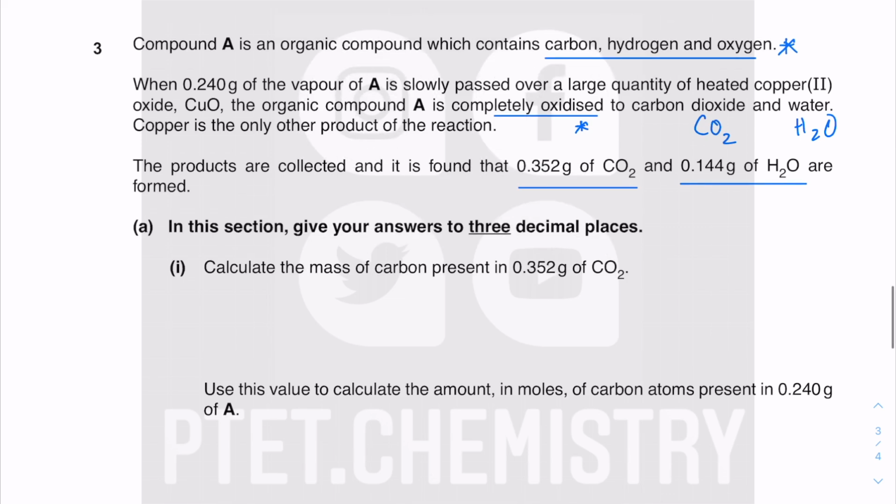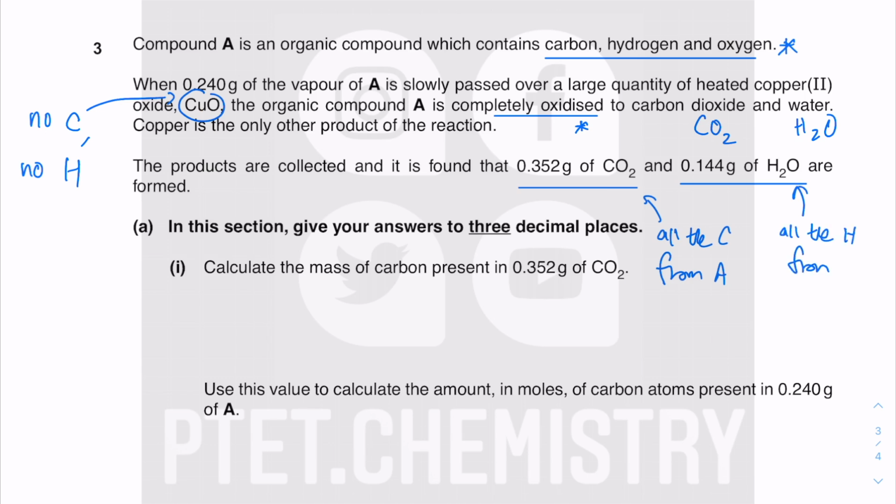Now, what did you add? You added copper 2 oxide. Copper 2 oxide has no carbon, has no hydrogen. So all the carbon here comes from A, because the copper 2 oxide does not contain carbon at all. It contains copper and oxygen. So all the hydrogen is from A. So this is analysis. You're trying to work out how much carbon is present here.